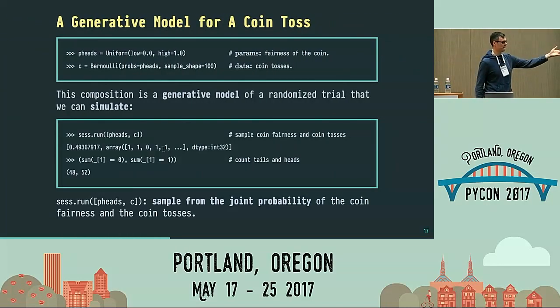So what will happen is first, Edward will notice, oh, we don't have a value of p heads, so we have to draw one. So some fairness will come out of this. In this case, it was 0.49 something, so fairly fair. And then once it has that, it will then draw from this Bernoulli distribution 100 times, and you will get this array, the same, or some array like the one I showed you earlier. And then you can count how many tails and heads did I have. In this case, it was 48 tails and 52 heads. So this is how you do the forward direction of this study.